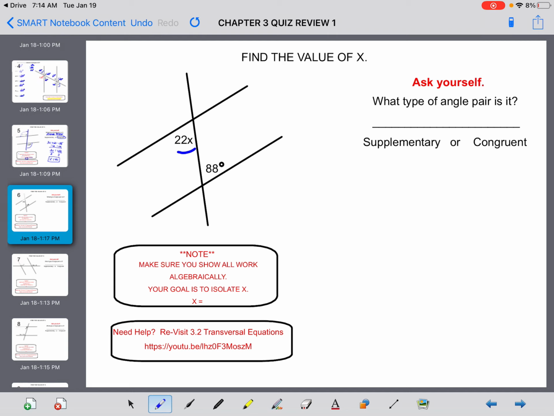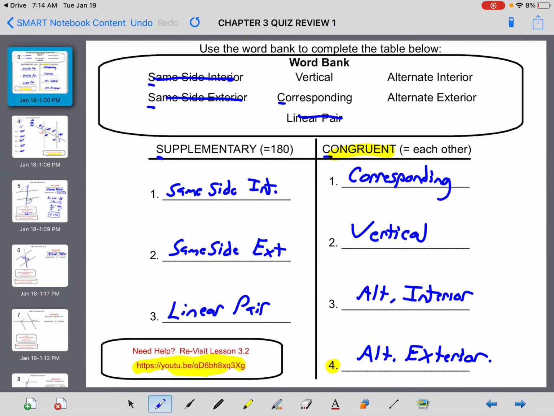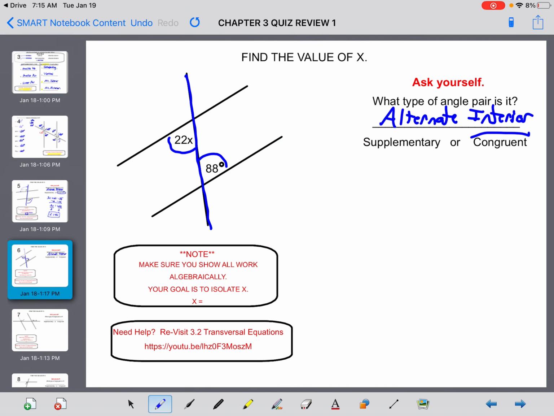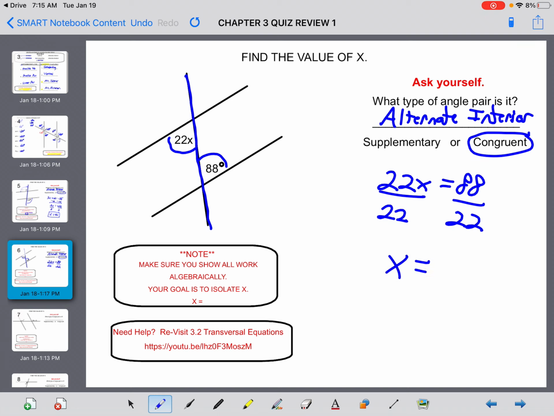Okay. Here you have 22x and 88 on alternate sides, but on the interior, so they're alternate interior. And again, if you go back to your chart, alternate interior, number 3, is congruent. Set them equal to each other. 22x equals 88. This is a one-step equation. Divide both sides by 22. And x equals 88 divided by 22 is 4.